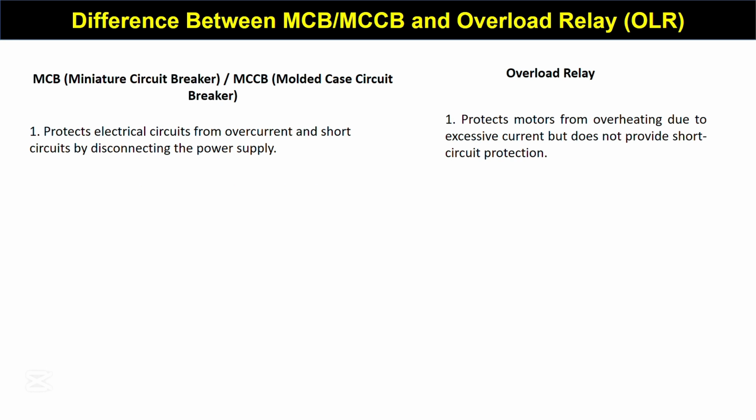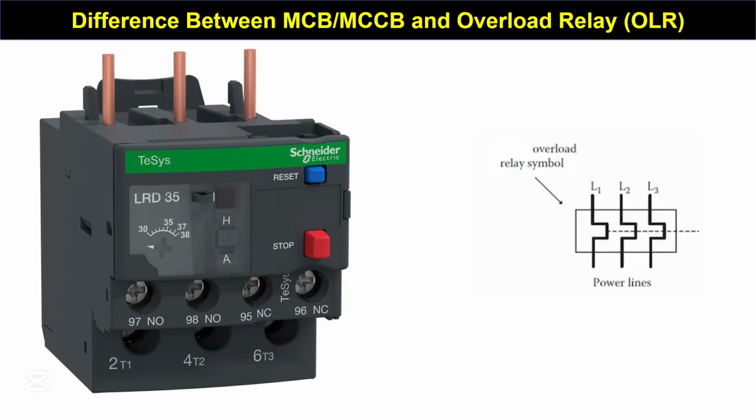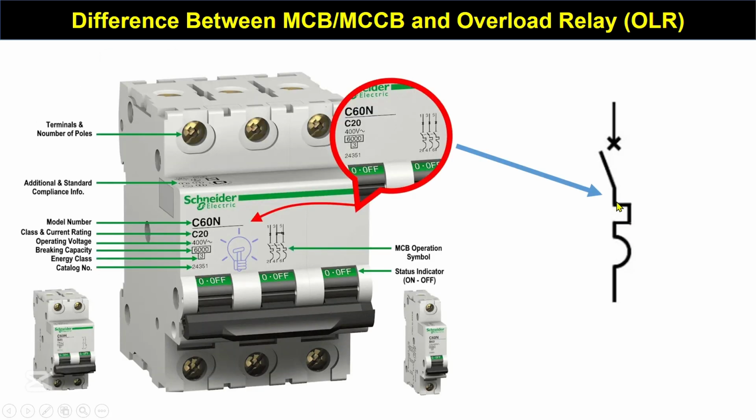Now I will go back one minute. You can see there is one square hump. This represents the protection against the overload. Whereas in MCCB there are two. One is this, the protection against the overload or overcurrent, and this represents the short circuit protection. So MCCB provides protection against two things: short circuit and overload or overcurrent.